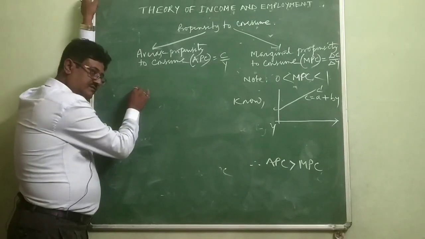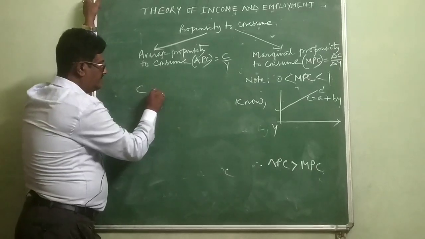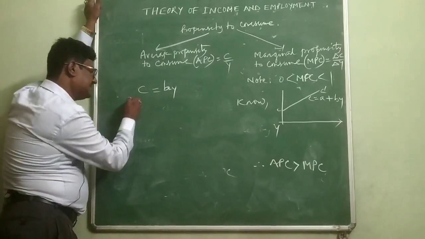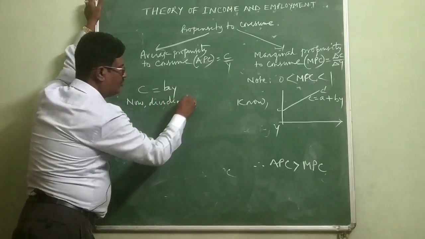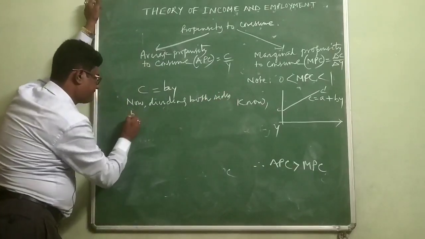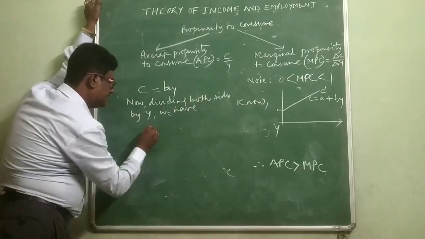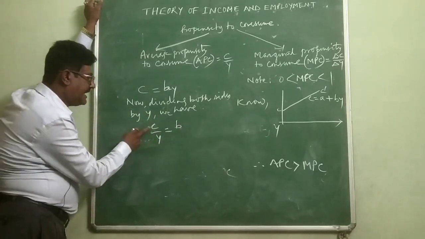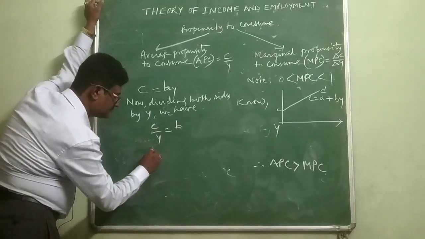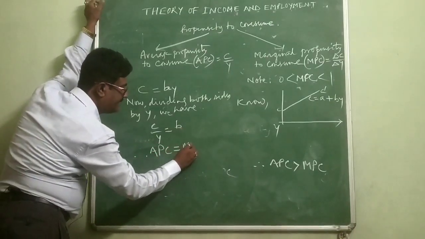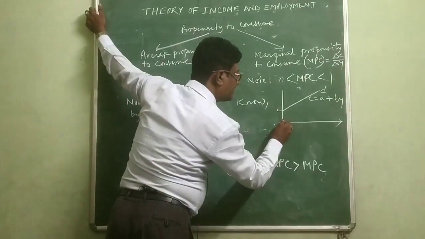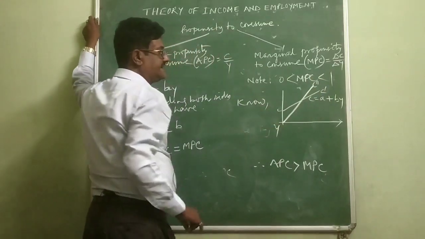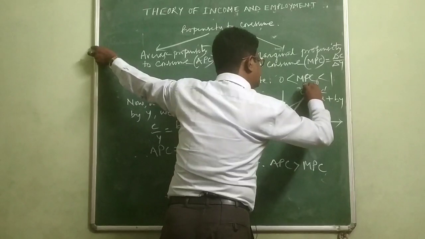In the long run, we know that C is equal to BY. Now, dividing both sides by Y, we have C by Y is equal to B, where B represents marginal propensity to consume and C by Y represents average propensity to consume. So, therefore, we find that APC is equal to MPC. So, in that case, the consumption curve will be of this nature, that is C double dash. This will be the shape of the consumption curve, that is C is equal to BY.